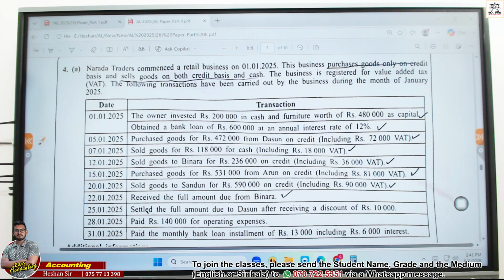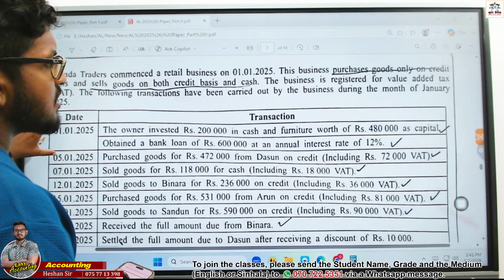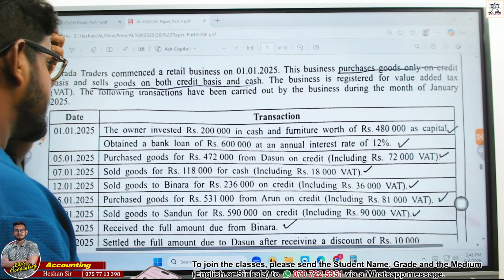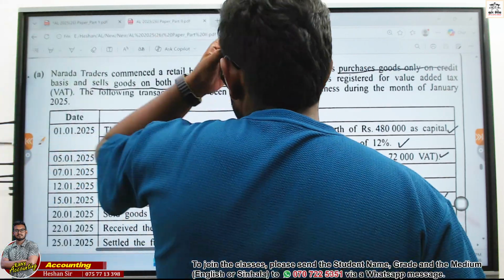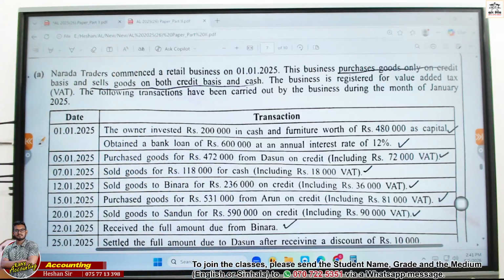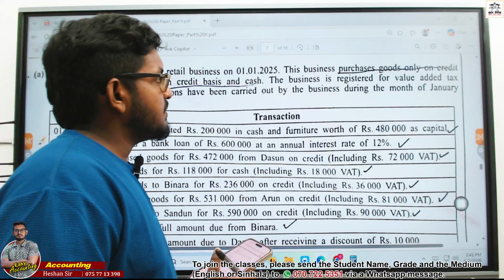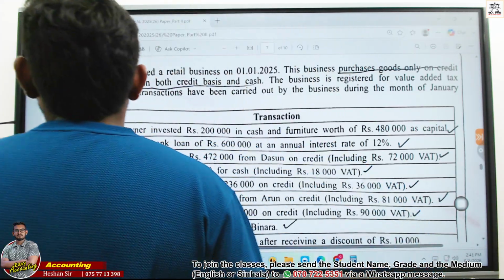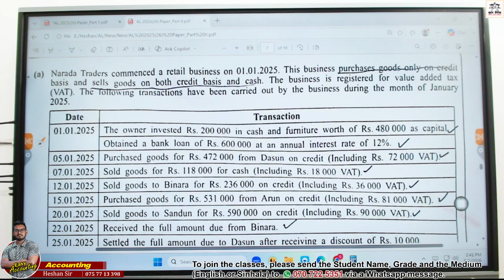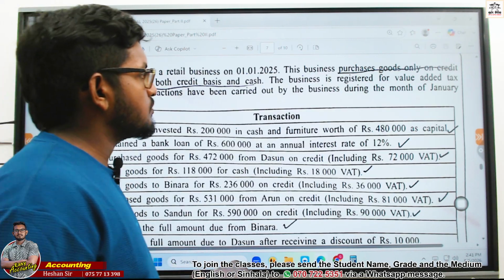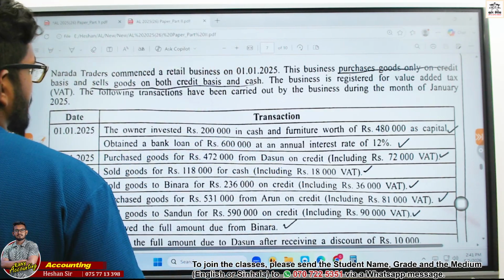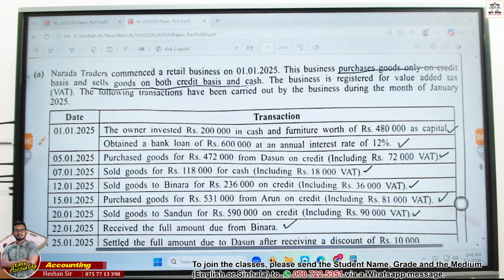Narada Traders commenced a retail business on 1st of January 2025. This business purchases goods only on credit basis and sells goods on both credit basis and cash. The business is registered for value added tax. The following transactions have been carried out by the business within the month of January. Remember, purchase only on credit, sell both cash and credit.